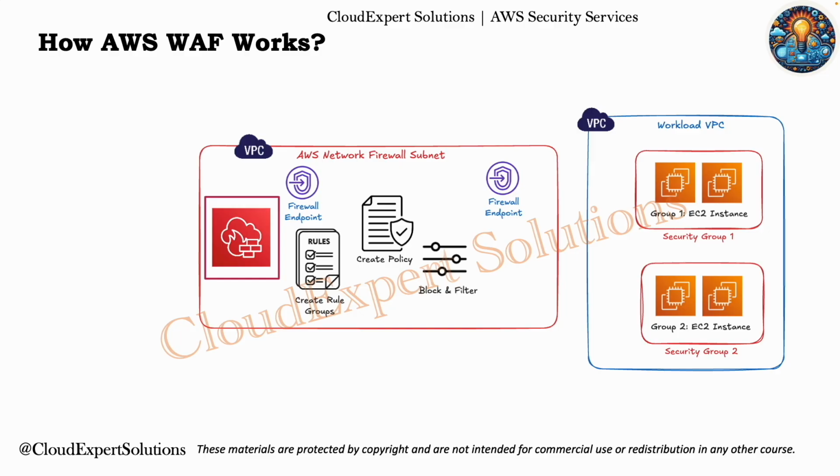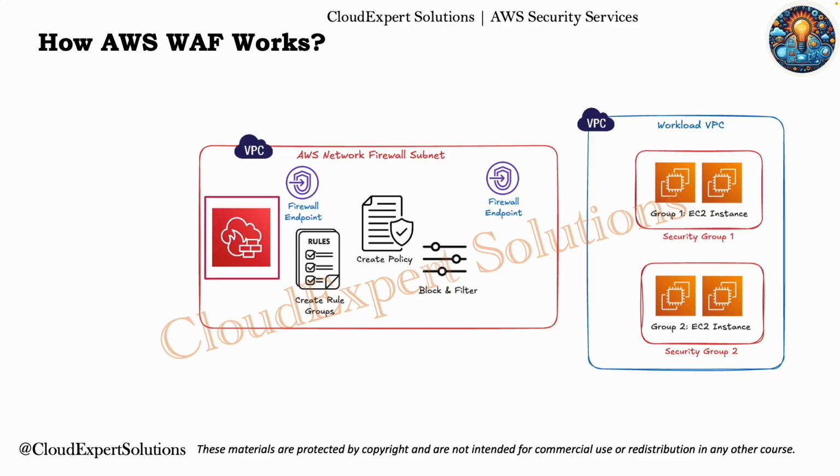Then you update the route table. This is a very critical step. You must modify your VPC route table to explicitly route the traffic you want inspected through the newly created firewall endpoints.